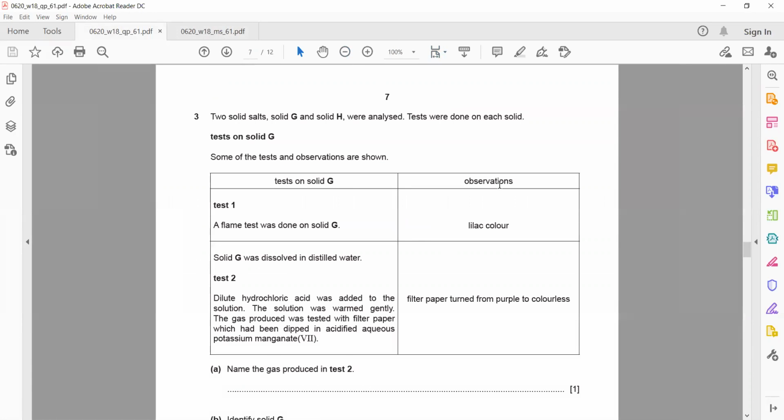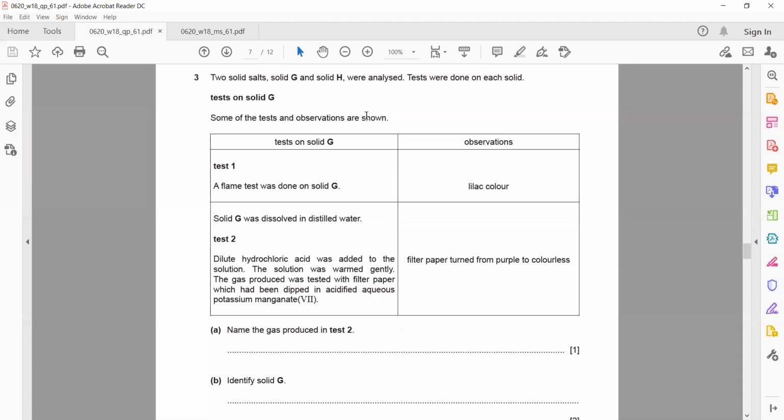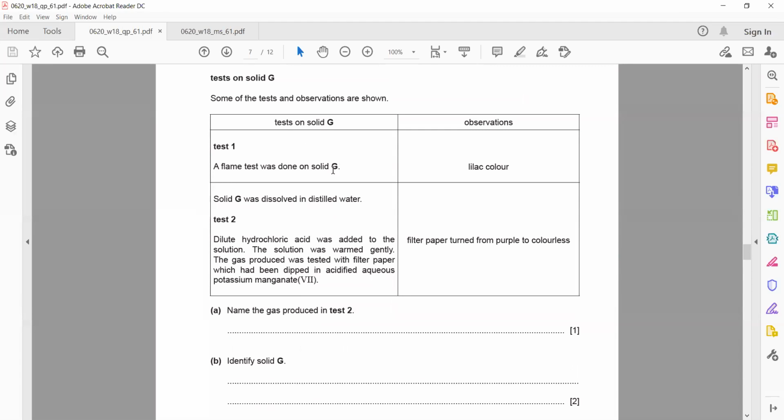Salt identification. Two salts, G and H, were analyzed. A test was done on each solid. Test on solid G: a flame test was carried out and gave a lilac color. What does this give an idea of? Which metal is present in G? If the flame color is lilac, which metal is present? Potassium. So this tells us potassium is there.